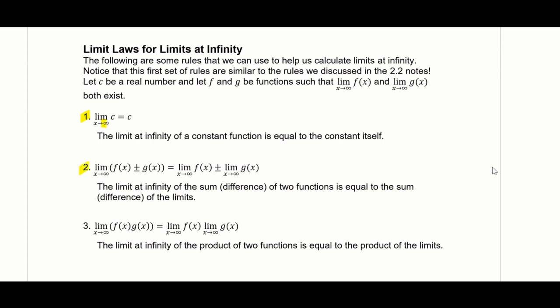These are rules that we saw before for finite values of x. As x goes to infinity, we can still break up a sum or a difference of limits. The limit at infinity of the sum or difference of two functions is equal to the sum or difference of the limits. We saw this back in the first set of notes.